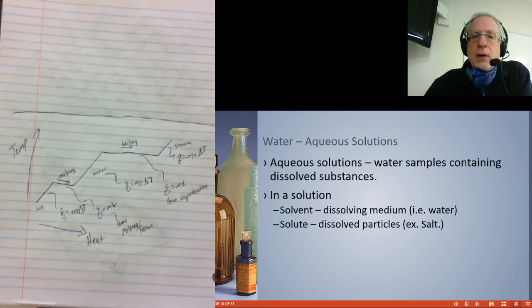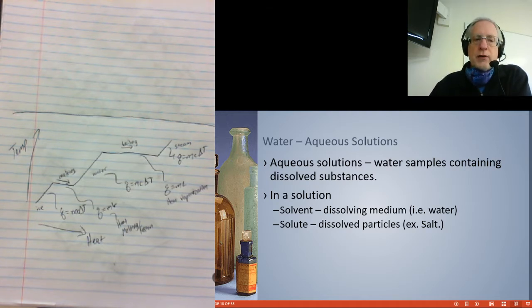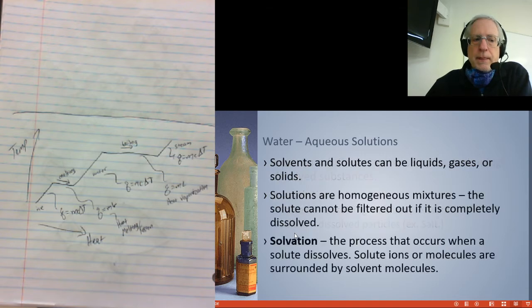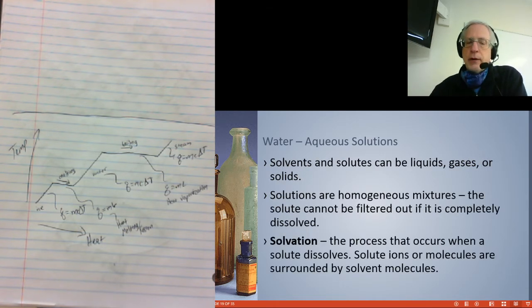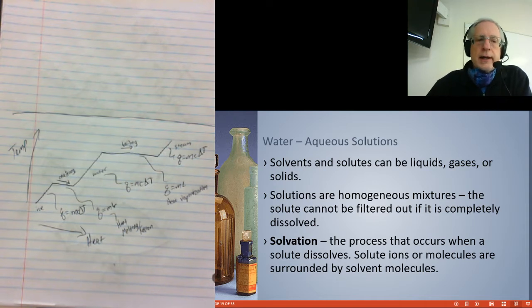An aqueous solution is simply a water sample containing some dissolved substances, usually ionic, but it doesn't have to be; it could also be molecular, like sugar dissolves in water. In a solution, the solvent is what you are dissolving in, like water, and the solute is what is dissolved, the dissolved particles, like salt. Solvents and solutes can be liquids, gases, or solids. Here, if water is the solvent, it's a liquid. The solutes, like salt, may have started out as a solid. And even though it is in an aqueous solution, if I take away the water, it would be solid again.